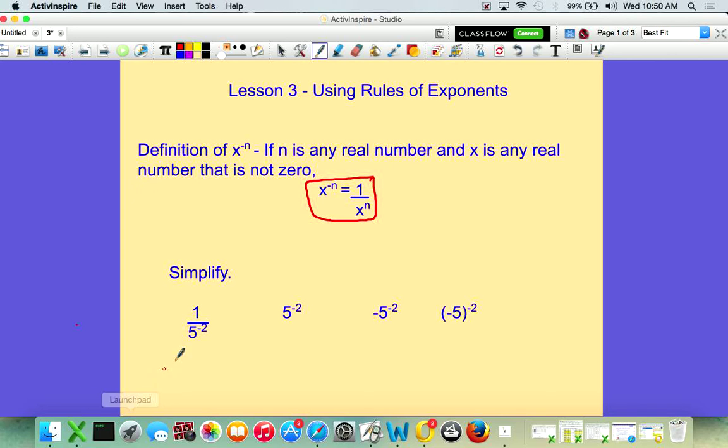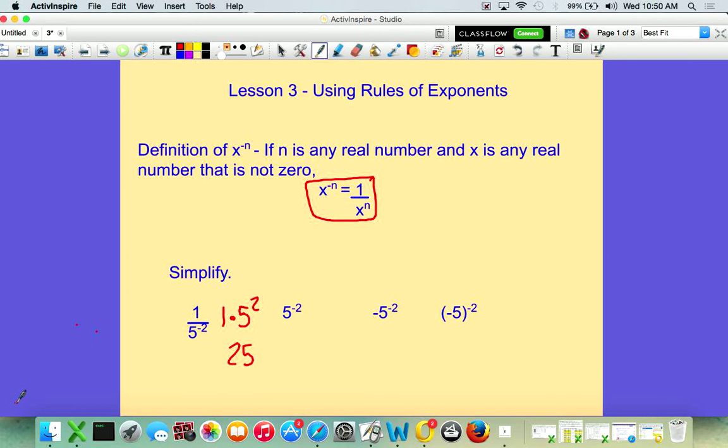Our first one, as you can see, in the bottom we have 5 to the negative 2 power. We want to get rid of that negative exponent, so we're going to move it to the top. We still have this 1 up here, but it's going to be times 5 squared. Because it was negative on the bottom, we moved it to the top, we got rid of the negative exponent. Now we can simplify this really easy. 5 squared is 25, times 1 is 25.